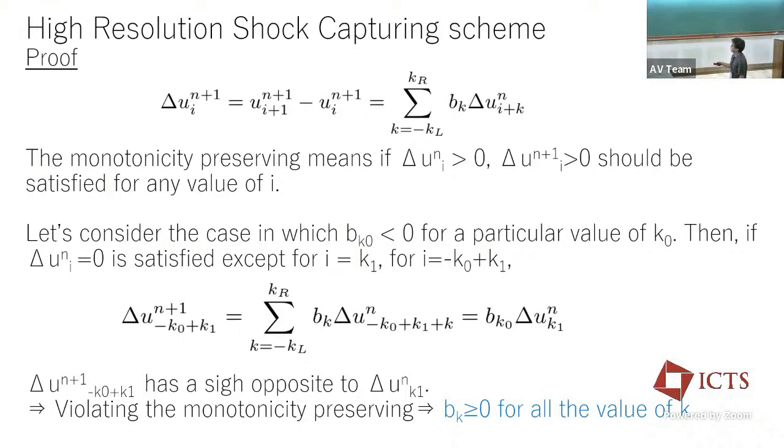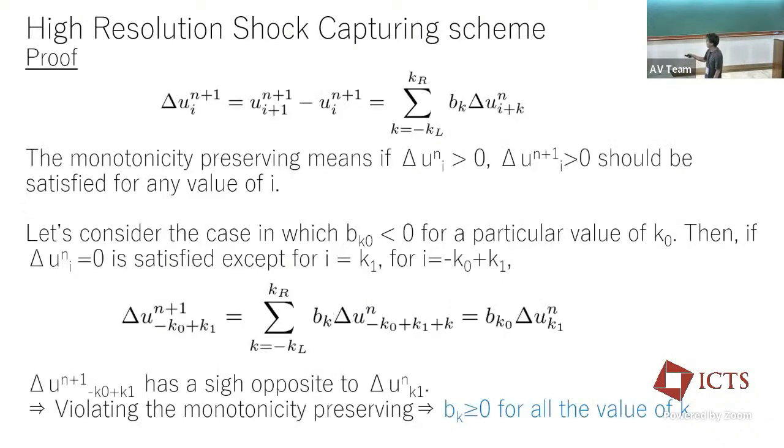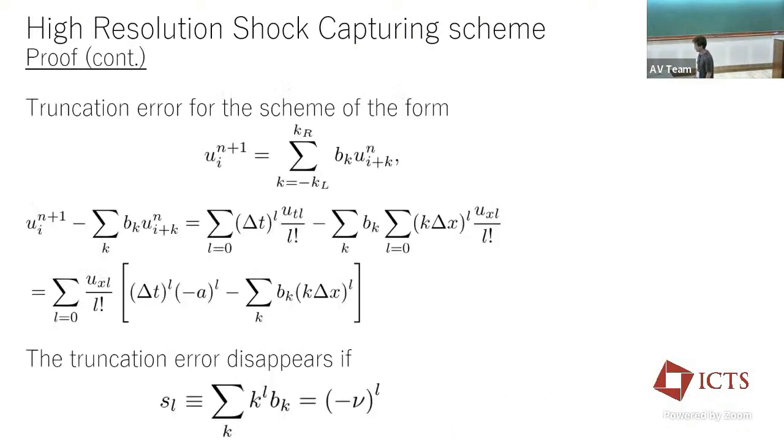So this term has a sign opposite to the other terms because of this condition, b_k0 is negative, right? This means violating the monotonicity preserving. To guarantee monotonicity preserving, b_k should be greater than or equal to zero for all values of k. So let's consider this a requirement from the monotonicity preserving condition.